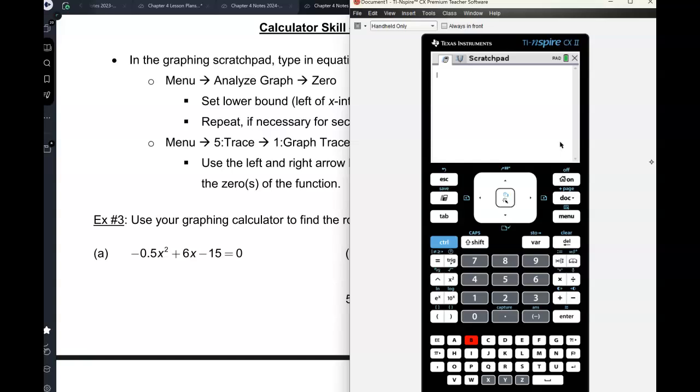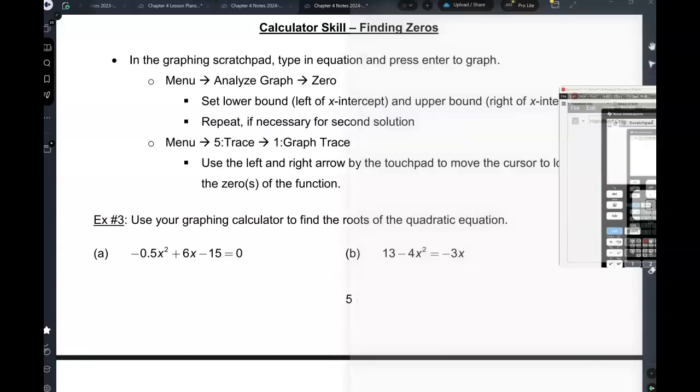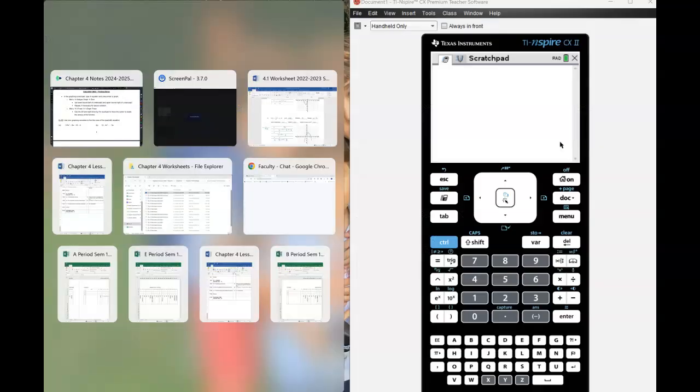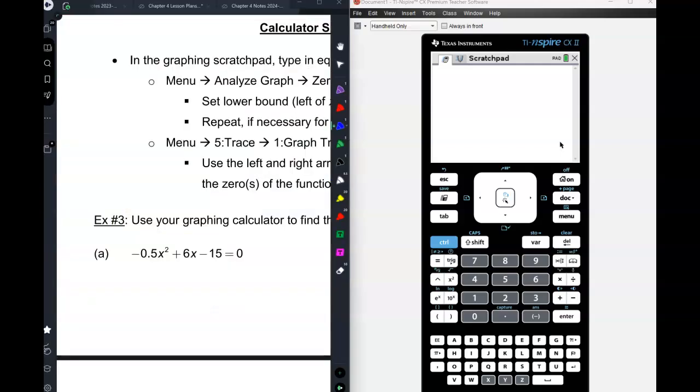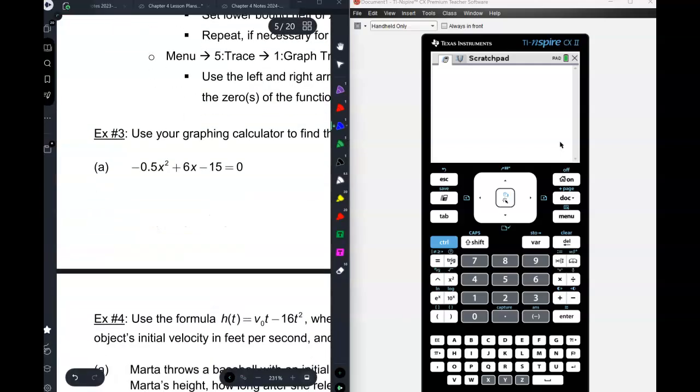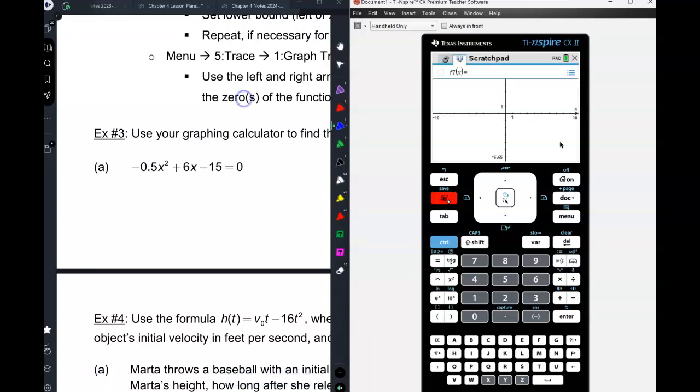All right, so in your calculator, we're going to put in this A, right? So go into your graph. So we're going to do negative. Remember, if you're going to do negative, it's this button that's red on mine, right? Left of the enter. Negative 0.5x squared plus 6x minus 15. Here we go.